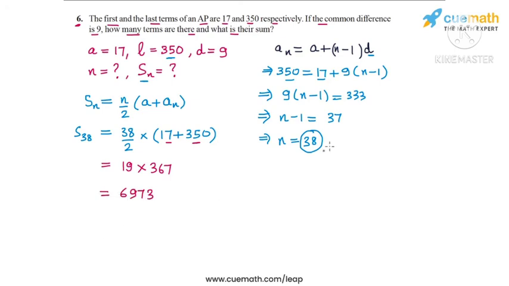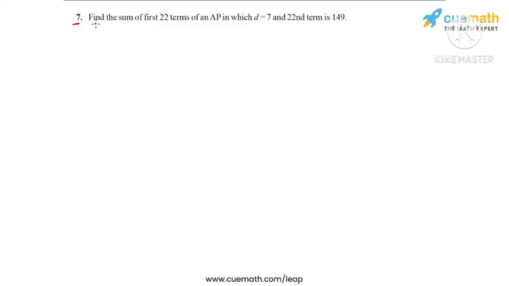The answer is that the number of terms is 38 and the sum of those terms is equal to 6,973. Problem statement in question 7 says, find the sum of the first 22 terms of an AP in which D is equal to 7. So the common difference D is equal to 7. And the 22nd term is 149. So A22, or the 22nd term, is equal to 149. And we have to find the sum of the first 22 terms, or S22.